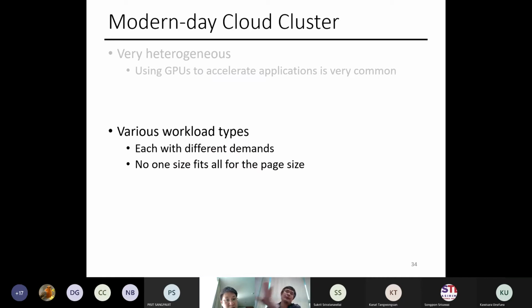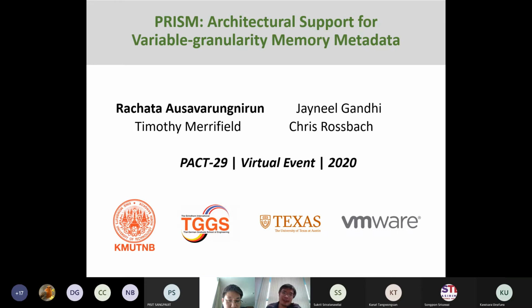The other side of things I want to talk about today is if you look at cloud clusters, right? On top of running machine learning on the GPU, you can run things like function as a service, which actually has various types of workloads that run on the cloud. And there's no one size fits all, even for the page size. Actually, many previous works established some overhead with large pages on the CPU side. So this is a work we did in collaboration with VMware Research as well as UT Austin. This was actually presented last October. It was a virtual event because of COVID.